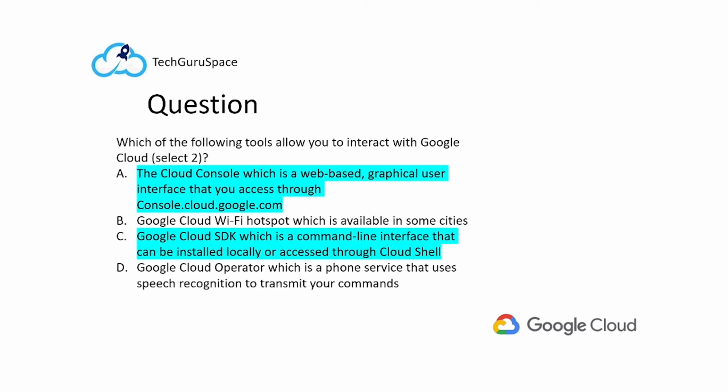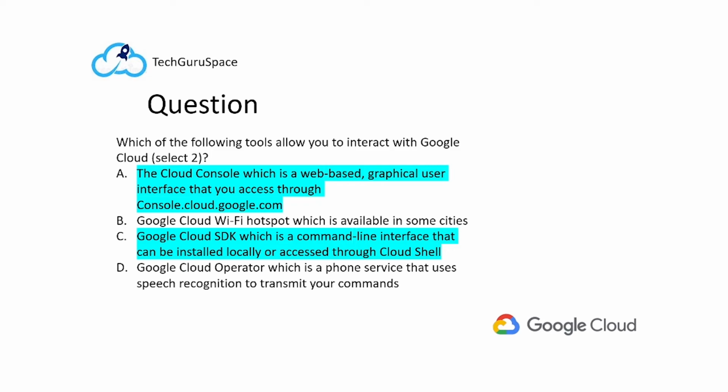So the correct answer is A and C. Let's go through all the options. A is our correct answer. Yes, you will be using the Cloud Console, which is a web-based graphical user interface that you access through console.cloud.google.com. B is incorrect because there is no Google Cloud Wi-Fi hotspot nor a phone service that uses speech recognition to interact with Google Cloud.